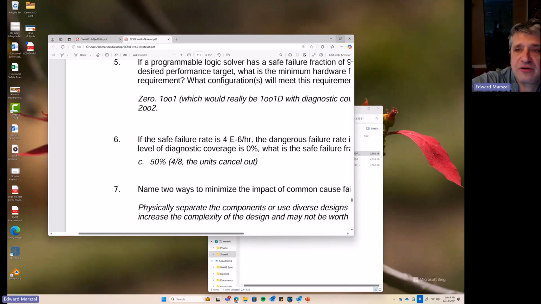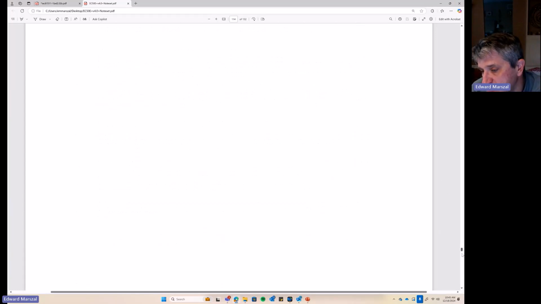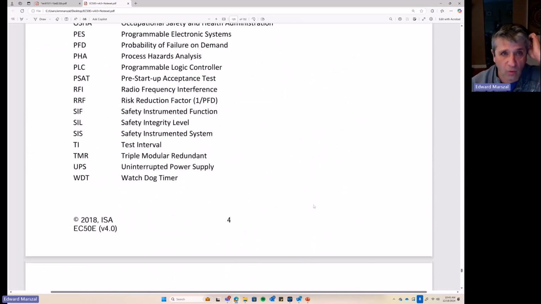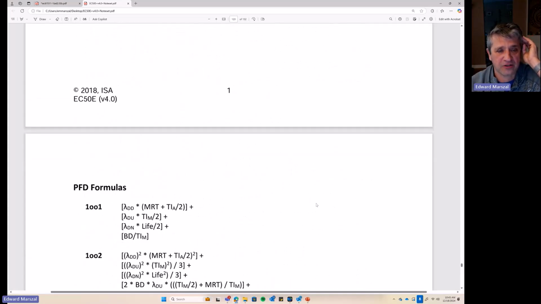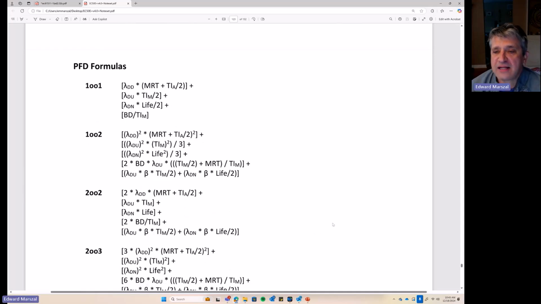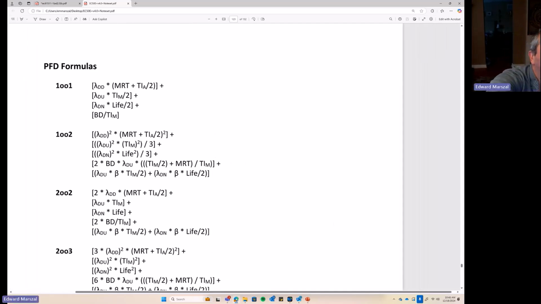So for those of you that are familiar, this is the student note set for EC50. If I go into the student note set for EC50, at the very end, we're going to have a list of all of our equations. So let's say, once again, let me draw out our archetype safety instrumented function.